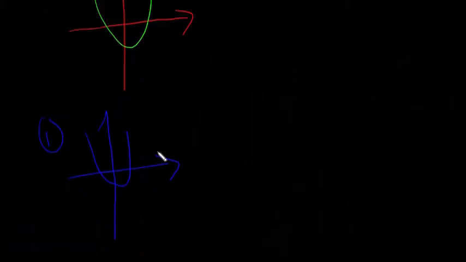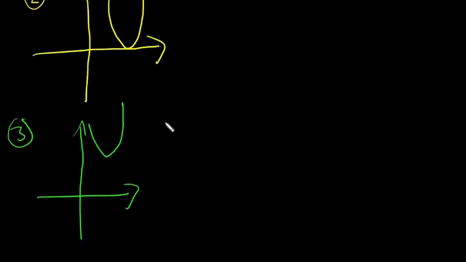And the last possibility is that the U doesn't hit it at all. So it doesn't have to hit the x-axis. That's 3 different possibilities: it hits it twice, hits it once, or doesn't hit it at all.